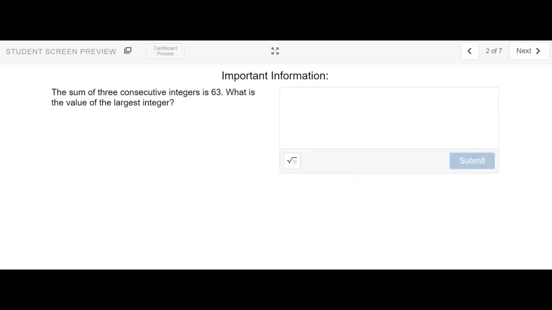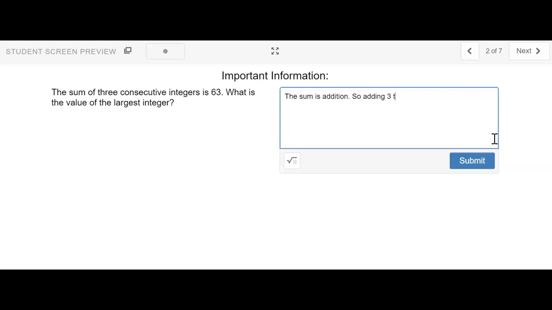The next screen says the important information. It wants you to identify whatever important information you have. So you're going to go over to this text box and type in that maybe the sum is addition, so adding 3 numbers together will equal 63. Also note we're looking for the largest number. That's going to be important.